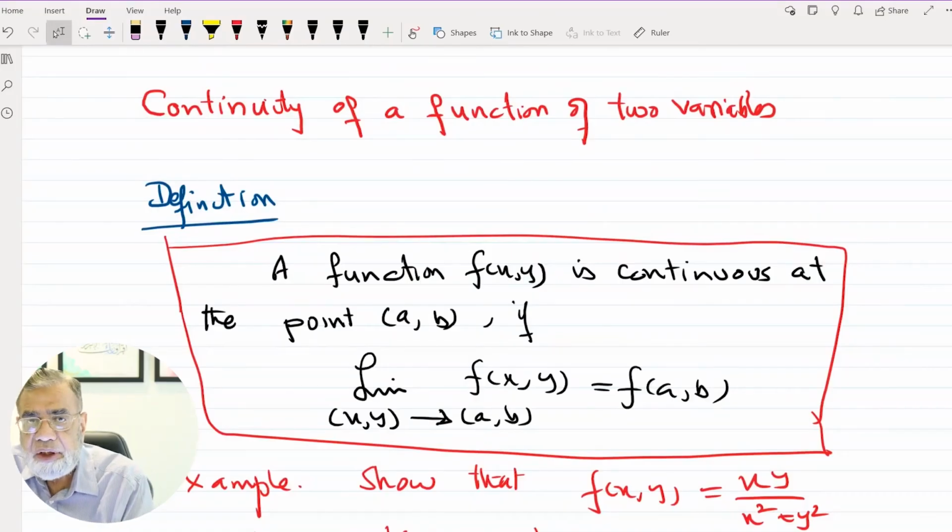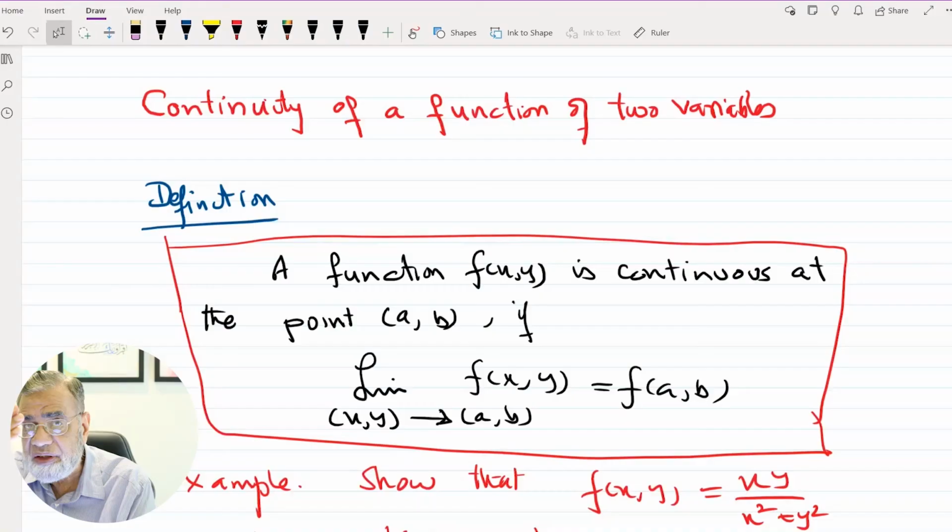Our next topic is continuity of a function of two variables. We have the definition like we have in one dimension, as I explained before. Here the function f(x, y) is continuous at the point (a, b), because in two dimensions we have a point, if the limit of the function f(x, y) at the point (a, b) is equal to f(a, b), the value of the function. So we get three things. Number one, the function is defined, that's why we get the value of the function. Number two, we can find the limit, and number three, the limit is equal to the value of the function. When these three things hold, we say the function is continuous at the point (a, b).